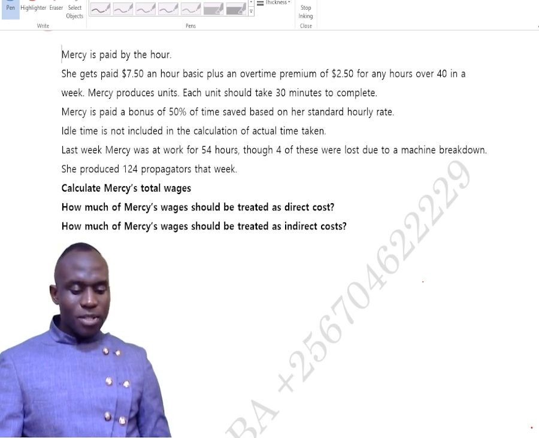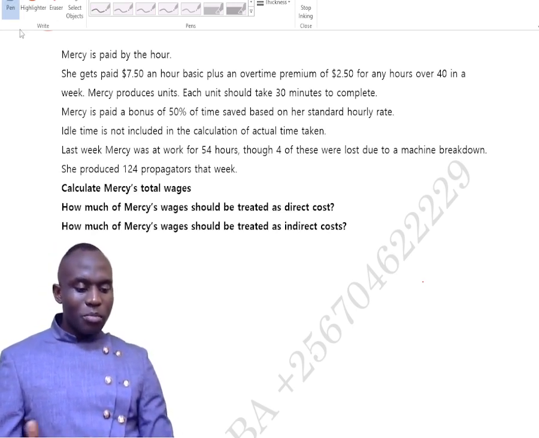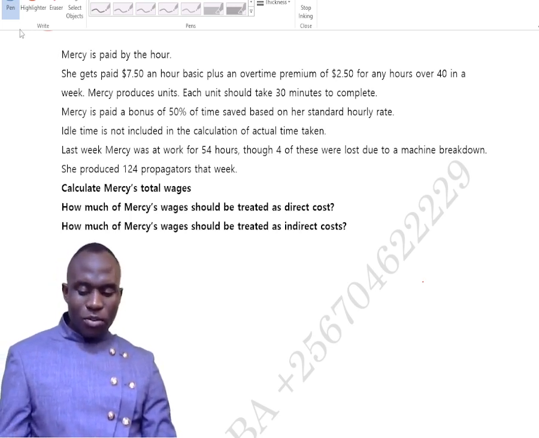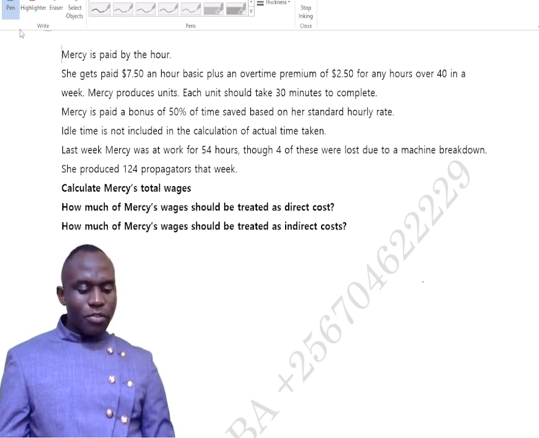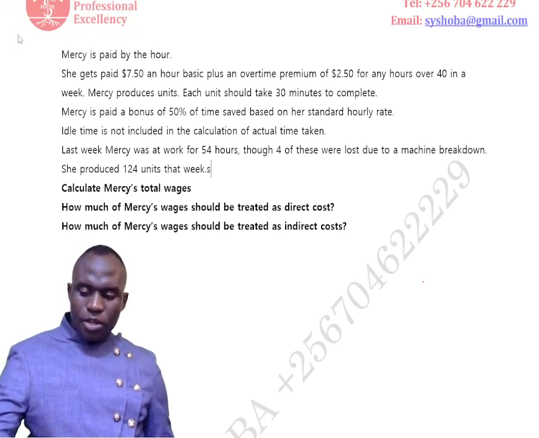Last week, Marcia was at work for 54 hours, though 4 hours of these were lost due to machine breakdown. She produced 124 units that week. Calculate her total wages. So they want total payment, and total payment would be based on the total hours worked. So she worked a total of 54 hours. So all the 54 hours would be paid for. So we start.